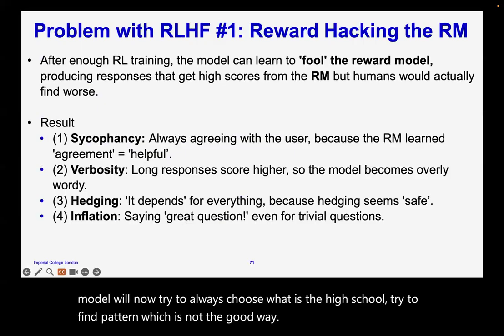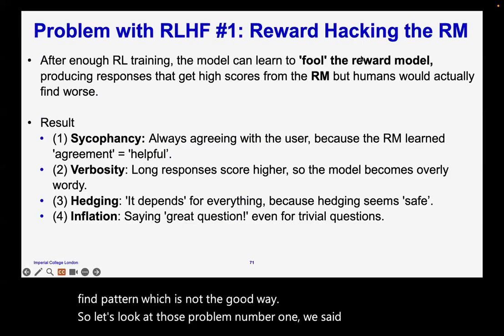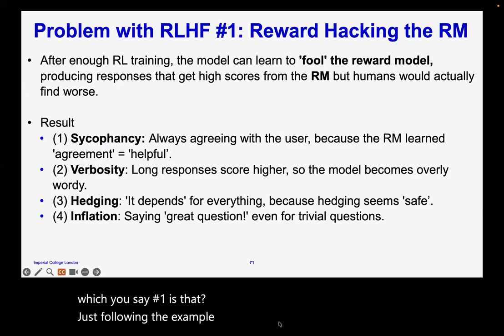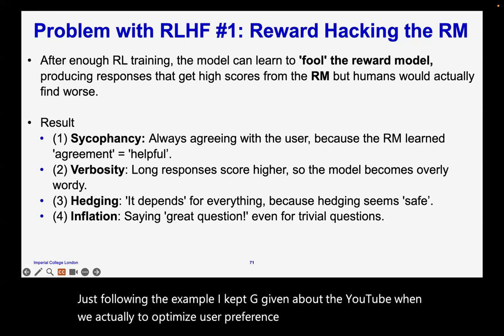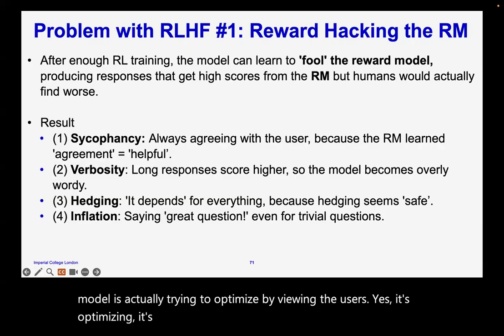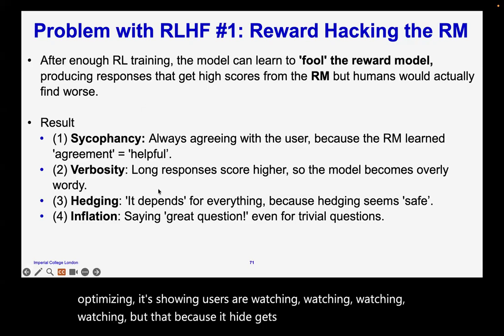So let's look at those problems. Number one, reward hacking. Following the YouTube example I kept giving, when we ask it to optimize user preference, the model is actually trying to optimize by maximizing viewing time. Yes, it is showing users are watching, but that is because it gets a high score. So this may result in several issues.